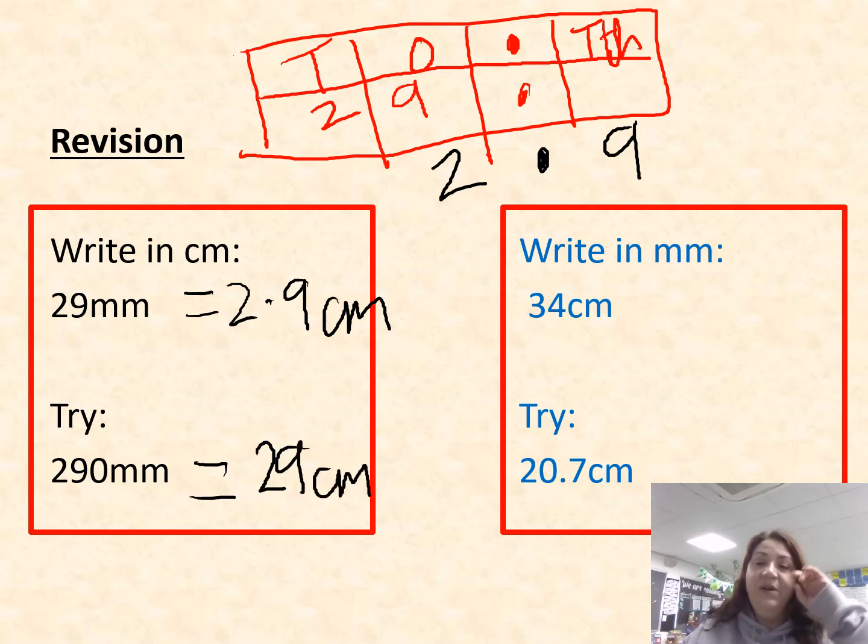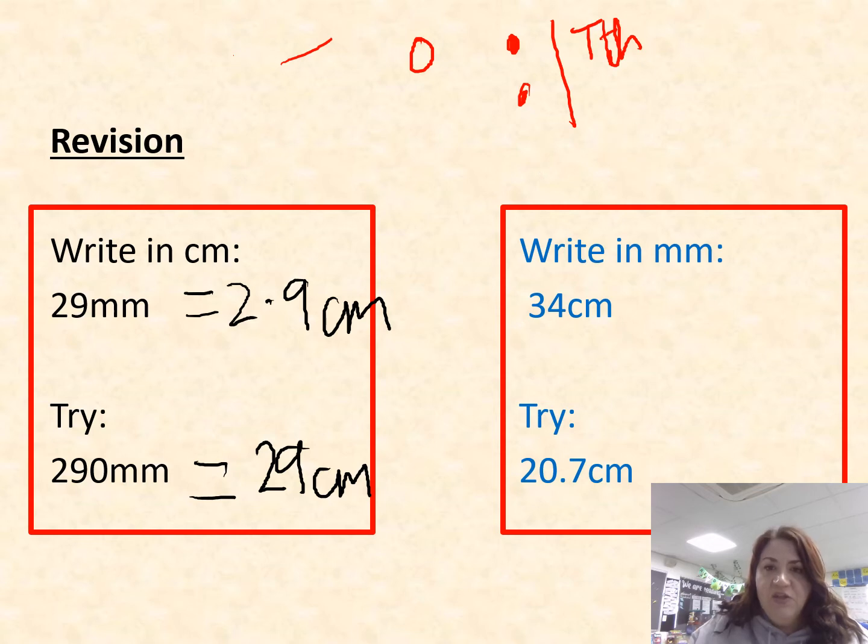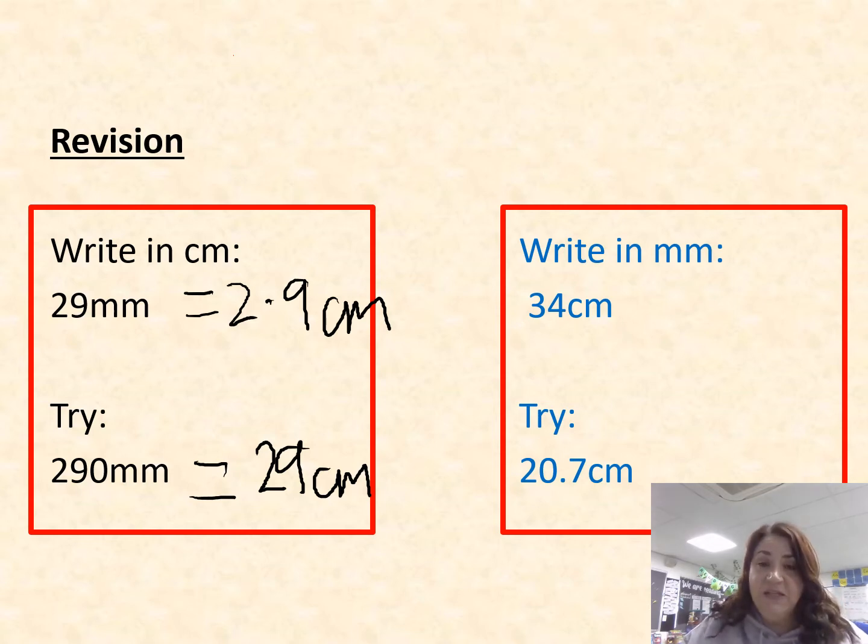Right, let's look. So now on the other side, we're going from millimeters to centimeters. So what are we doing this time? Millimeters to centimeters. We're going from smaller to bigger, which means we need to multiply. We're going to multiply this time. So how many are we going to multiply by? How many millimeters in a centimetre? We're going to multiply by 10.